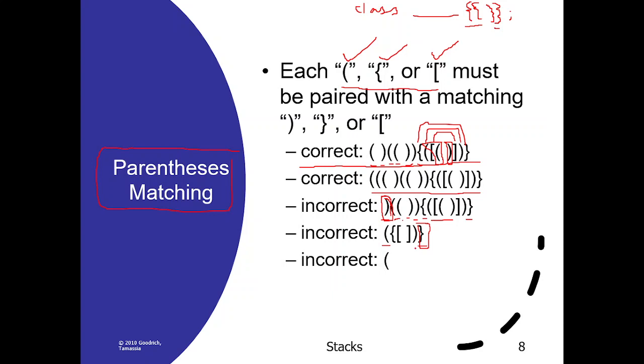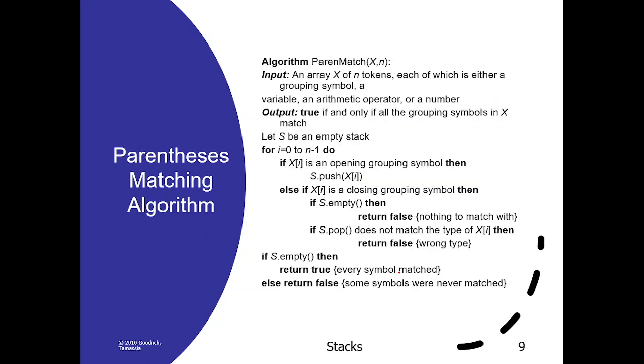But how would you find out? This is also incorrect. How do you find out? How are stacks used for this? So this is the algorithm for parenthesis matching. Okay, so how does this algorithm work? The algorithm takes this input. It gets an array of n tokens.